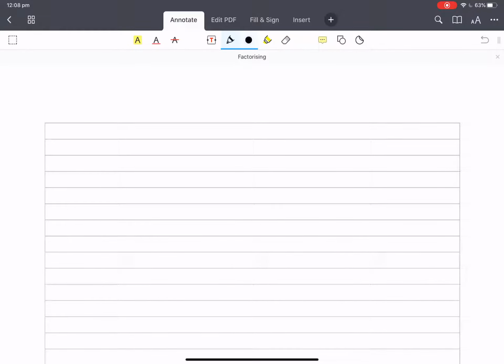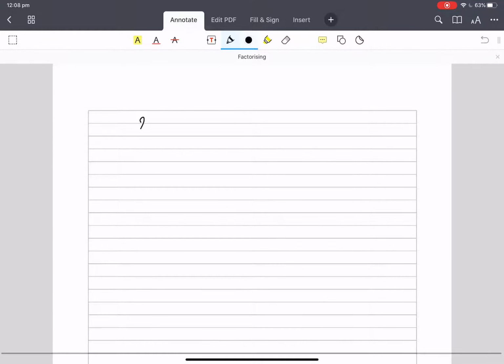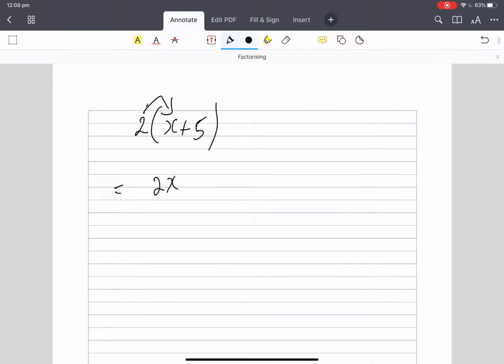Okay, factorising. Let's have an introduction on factorising. Let's go, 2x plus 5. When we expand, we go 2x plus 10. But now what we're doing is we're giving you the expanded expression and saying put brackets in. So factorising means put brackets in.